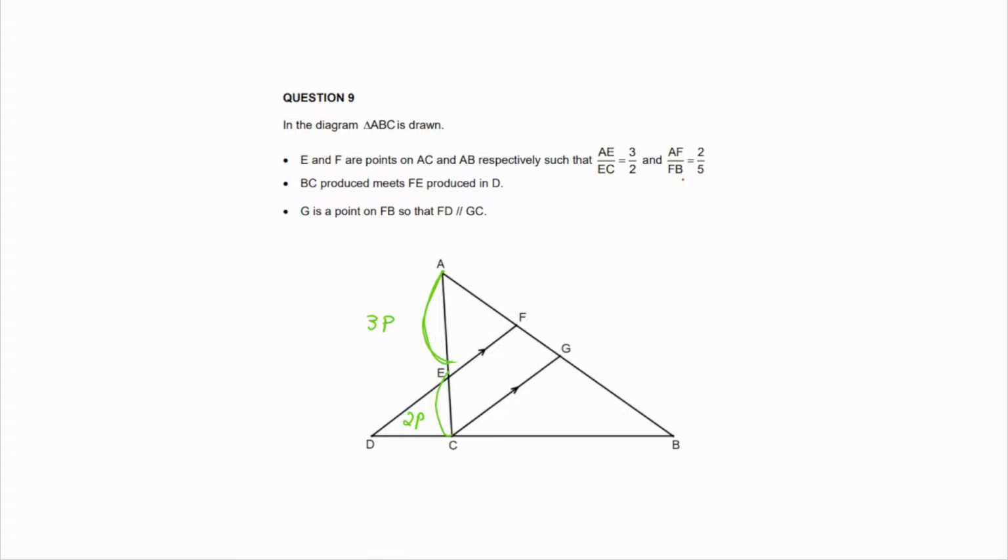Anyways, we have that AF over FB is 2 over 5. So here's AF and here's FB, and it's 2 over 5. So let's call this 2K and let's call this 5K.